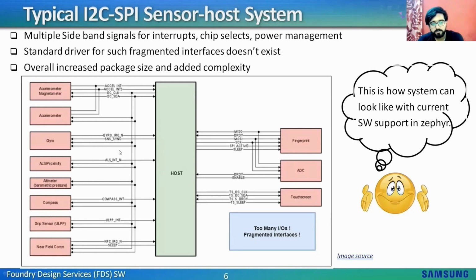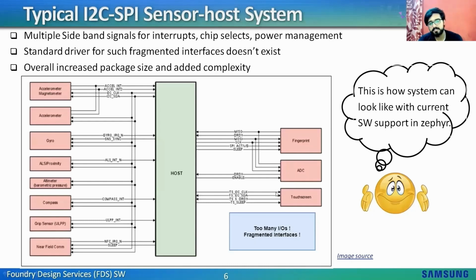Where we can find, apart from SCL and SDA, there are multiple interrupt lines and synchronization lines for which separate GPIOs might be required. Similarly, if we look at the fingerprint sensor, ADCs, and touchscreen display sensors, these are all implementing, say, SPI. Apart from interrupt lines, they require separate select lines as well and other lines, etc.